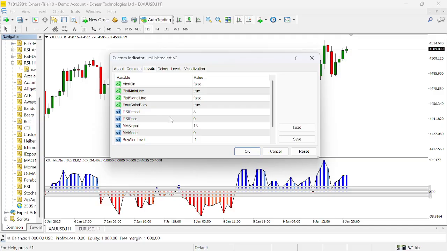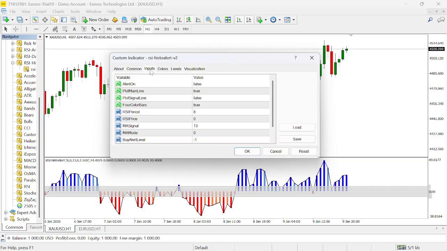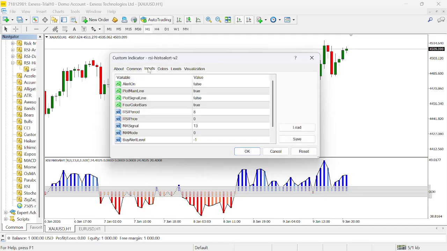The RSI histogram can be used across various time frames, as you can see, making it suitable for scalping, day trading, and swing trading strategies. Traders can typically adjust the RSI calculation period, overbought and oversold threshold levels, and histogram color schemes to match their analysis preferences. As you can see, you can select your colors over here. The indicator provides a visual representation that simplifies reading RSI values and divergence patterns.